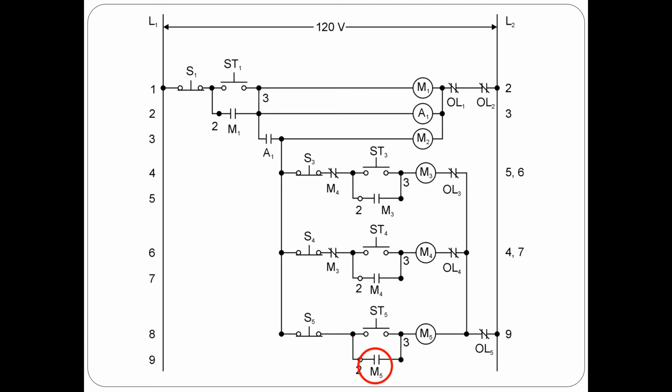Normally open contact M5 here would be the problem. This is my holding contact for my coil, so therefore if I can start my coil, but when I release the button my coil does not stay energized, it means I have no holding path, therefore it's my holding contact that is the problem.